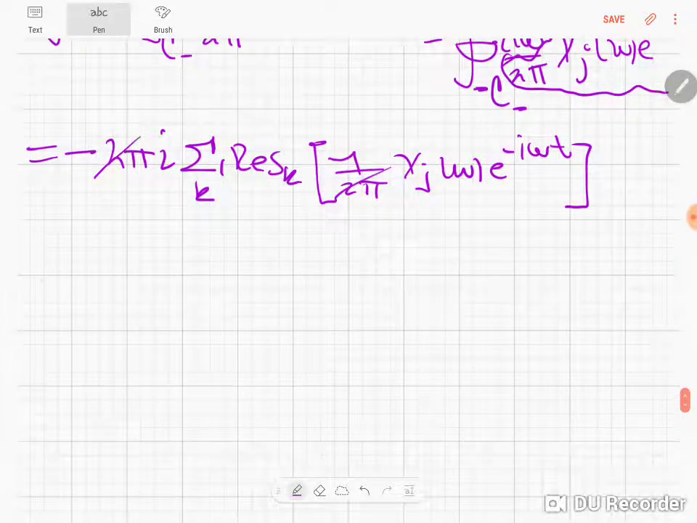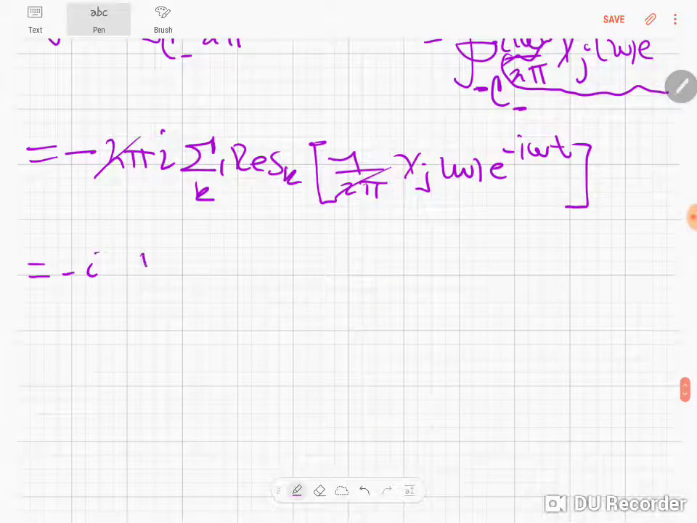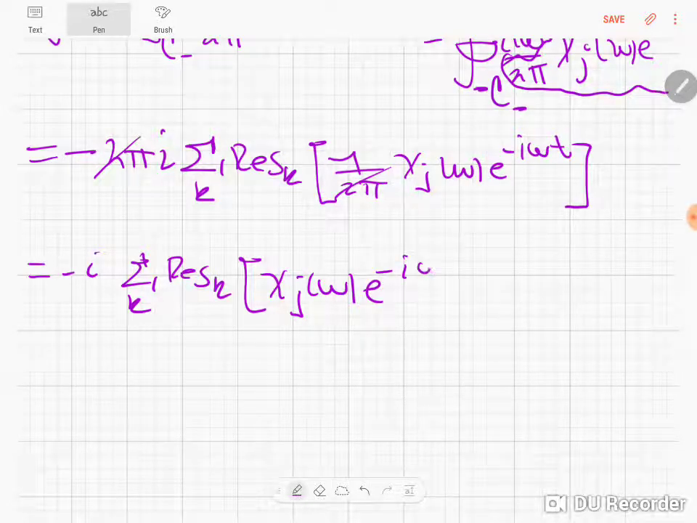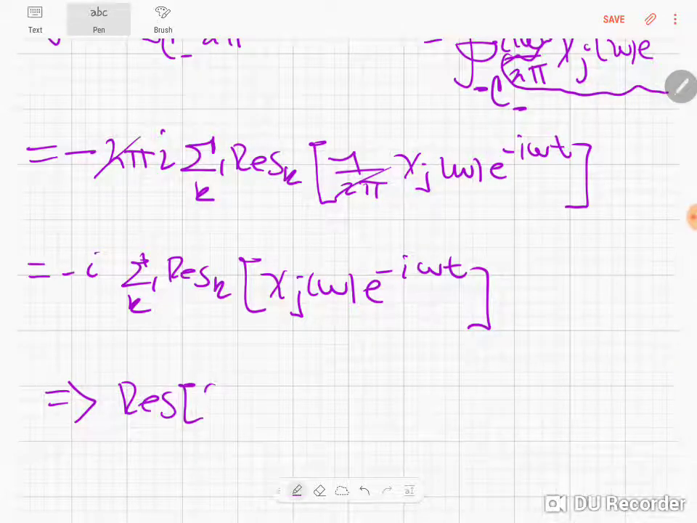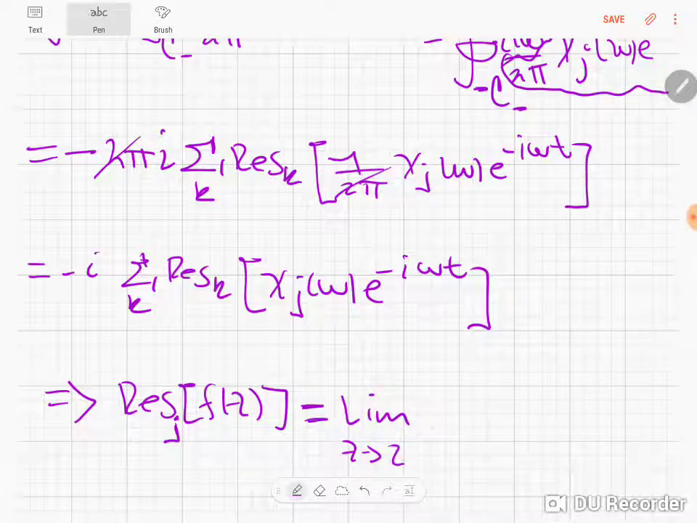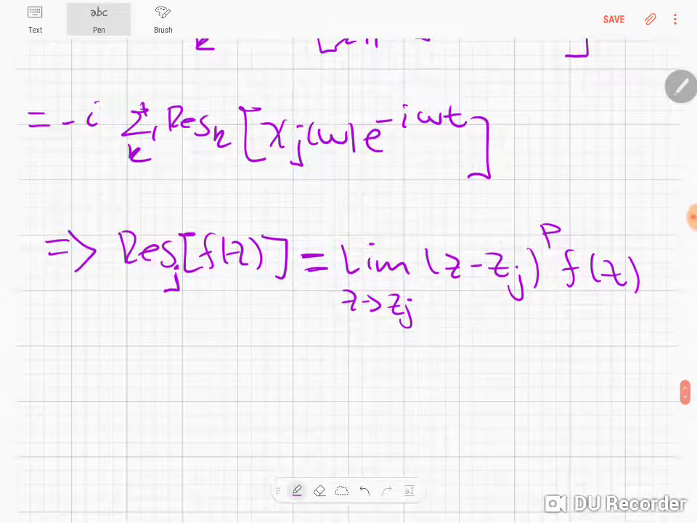Then 2 pi goes with 2 pi, and this is nothing but minus i summation over k of all the residues of chi sub j of omega e to the minus i omega t. Okay, so then we just have to recall here that the residue of some function f of z, let's say the residue j associated with the jth pole of f of z, is equal to the limit of z that goes to z sub j of z minus z sub j to the power of p times the function f of z. That's what the residue is equal to, and p is the multiplicity of the pole.